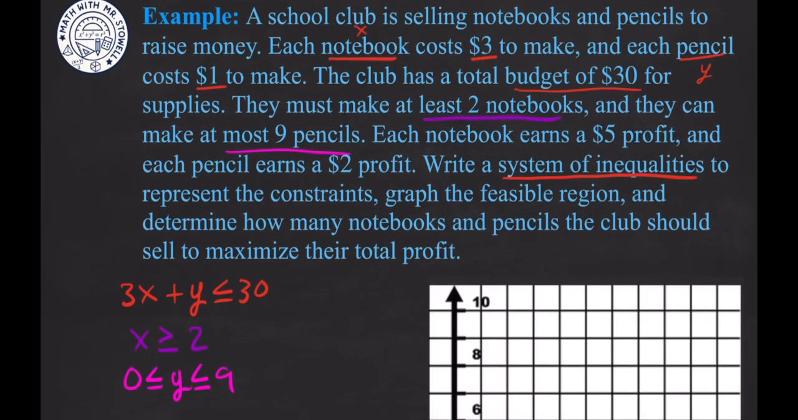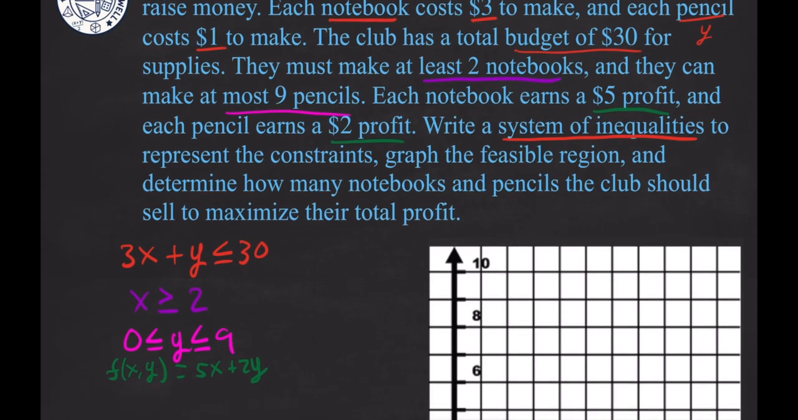The very last thing is our function to be able to maximize the profit. We know that each notebook can earn $5 as a profit, and each pencil can earn $2 as a profit. So in other words, our profit function, f of x comma y, is going to equal 5x plus 2y. So this is our system of inequalities.